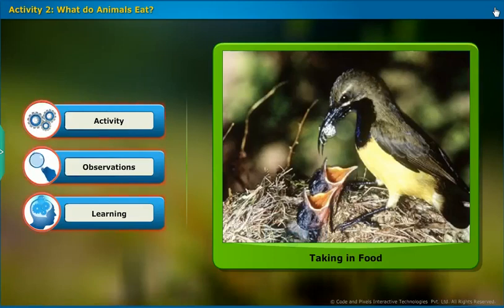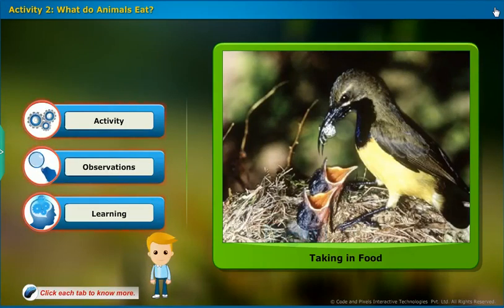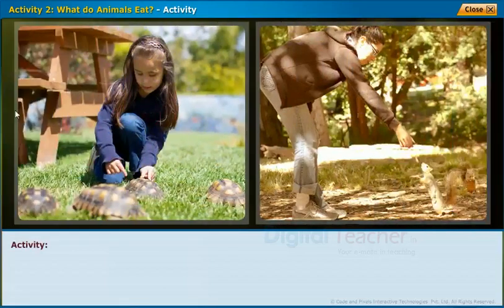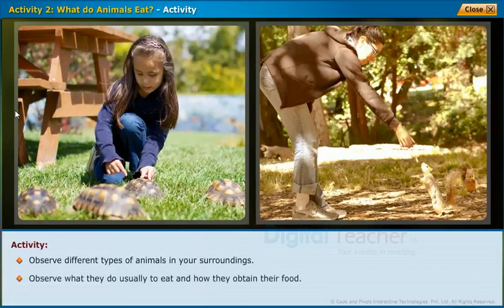Here let us perform an activity to know what different animals eat. Click each tab to know more. Observe different types of animals in your surroundings. Observe what they do usually to eat and how they obtain their food. Note the observations in the tabular column.